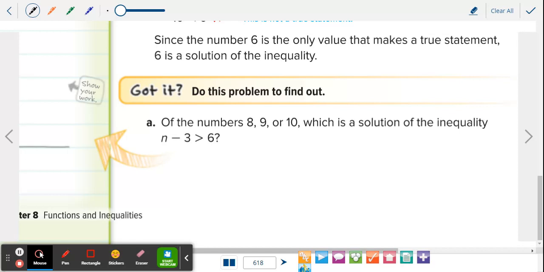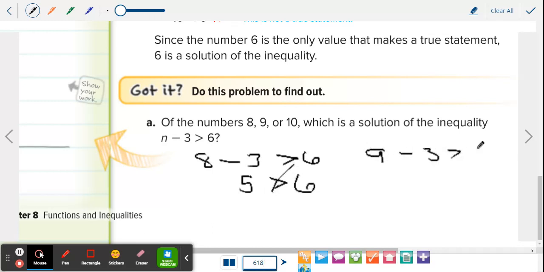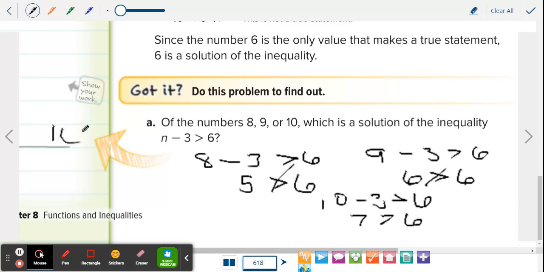So letter A, of the numbers 8, 9, or 10, which is a solution of the inequality? So all you're doing is replacing it. So we have 8 minus 3 greater than 6. What is 8 minus 3? 5. Is that true? No. Next one, 9 minus 3 greater than 6. Is this true? Nope. And 10 minus 3 greater than 6. So that'd be 7. Is that true? Yes. So 10 is the only one that works. Okay. Any questions on that?